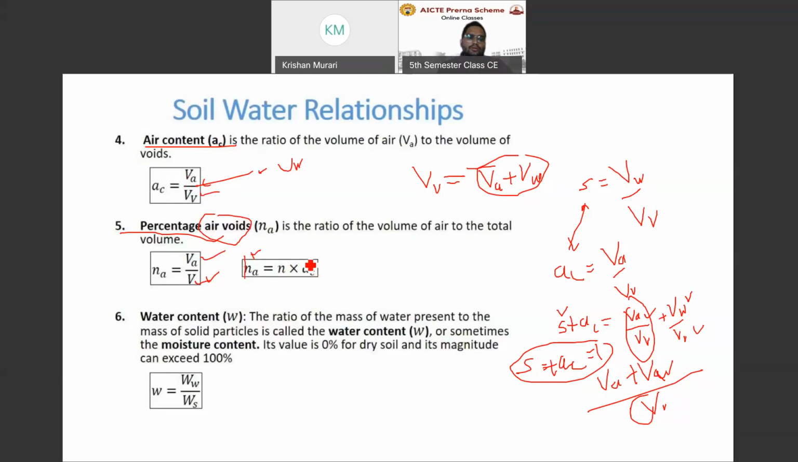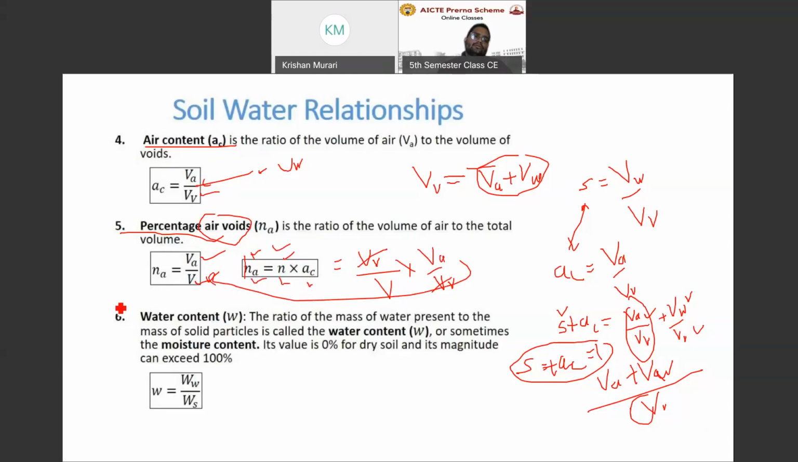What is AC? Volume of air to volume of voids. What is n? n is volume of voids upon total volume. And AC, the air content, is VA upon VV. So here VV is cancelled out and the formula becomes VA by V. So we can write Na equals n into AC, where Na is percentage air voids, n is the porosity, and AC is the air content.